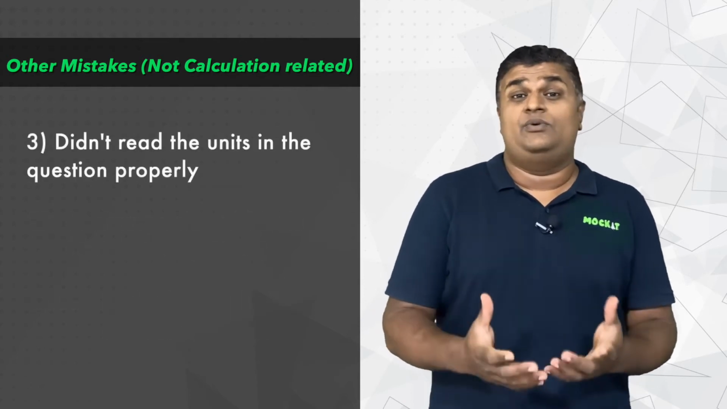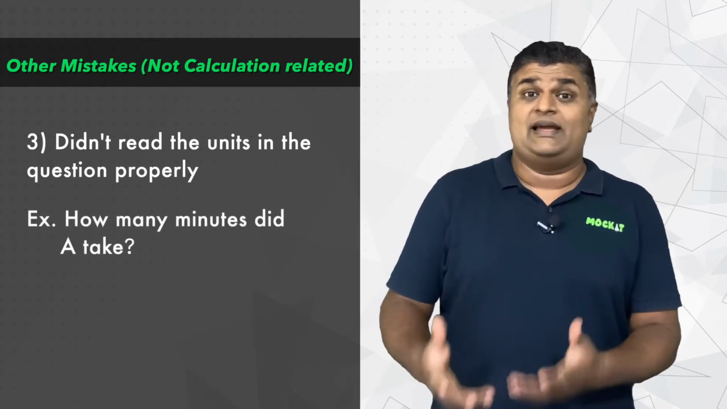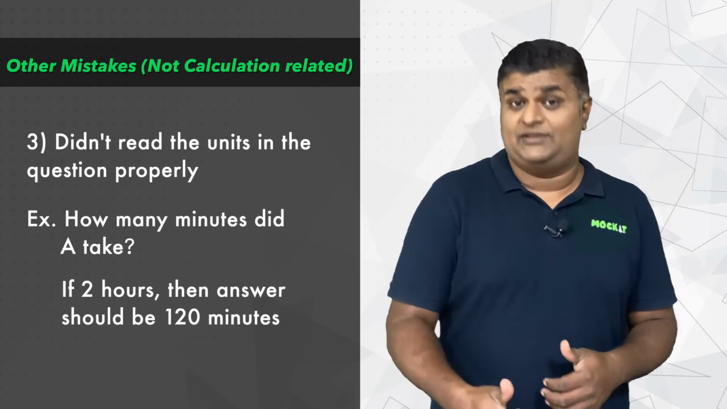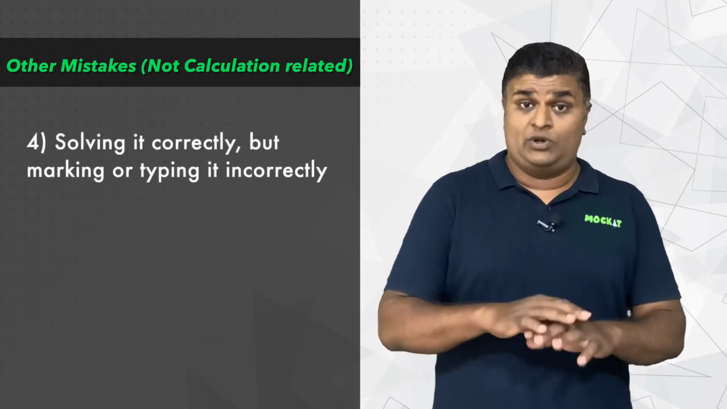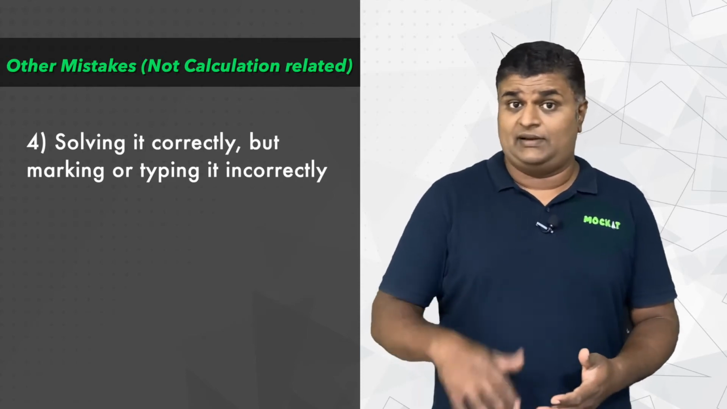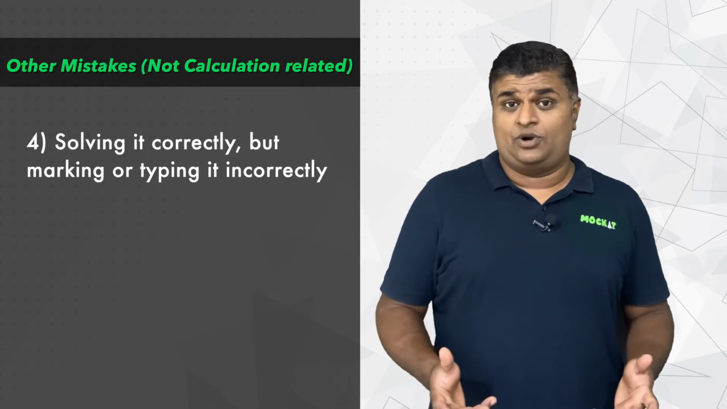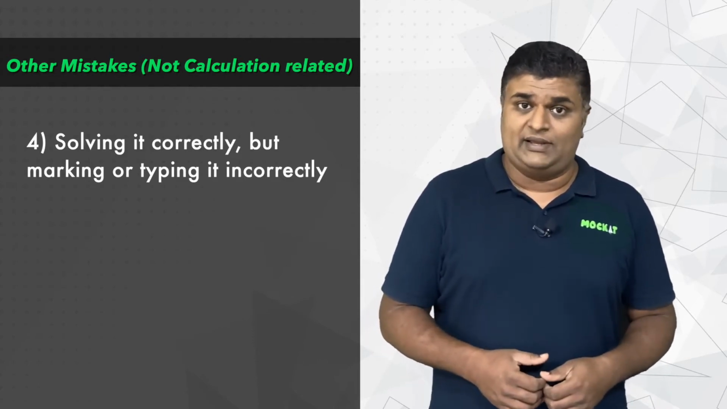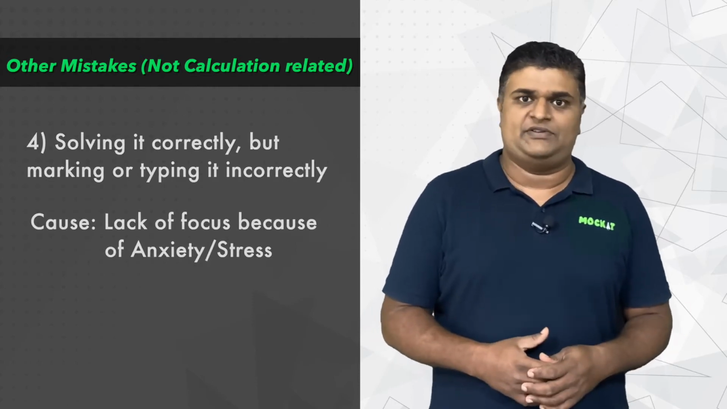Another type is wherein you don't read the units in the question properly. For instance, you need to find out the time taken by A and it could be 2 hours, but then the question asks you to write it in minutes, in which case you have to answer it as 120. Another could be wherein you solved the answer correctly, you wrote down the answer correctly on your notepad as well, but then when it came to clicking the correct answer option or typing it in the correct answer value, you made a mistake over there, right? This could again be attributed to focus as a result of anxiety or stress.